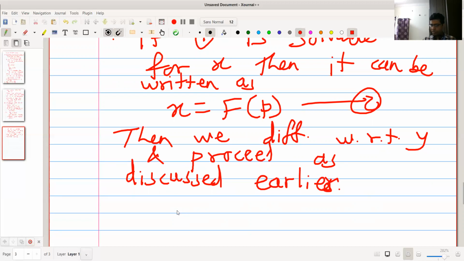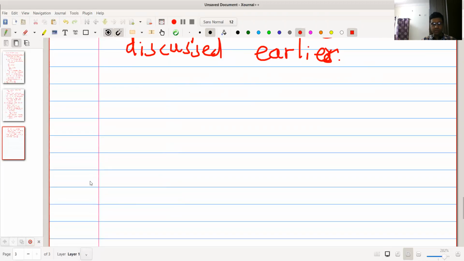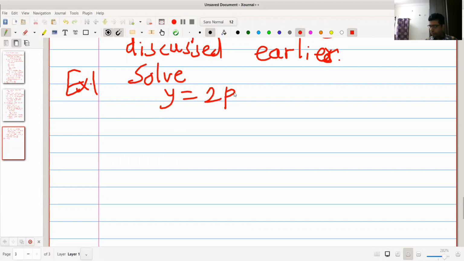So let us solve some examples. Example 1, solve y equal to 2p plus 3p square.